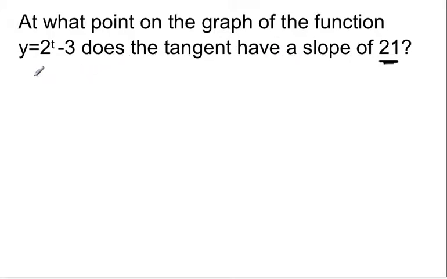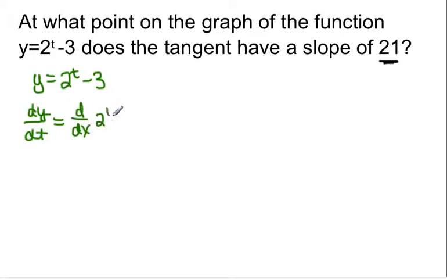Okay, so we got to dive in and take the derivative of this. y equals 2 to the t minus 3. So when I take the derivative, I'm going to get dy/dt equals, okay, so I've got to take the derivative of this whole thing. So I'm going to take the derivative of 2 to the t, and that's going to be the last rule we just went over. I'm going to take the derivative of 3, which is just 0.